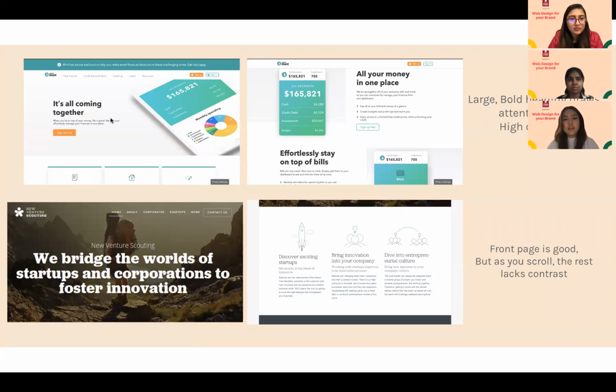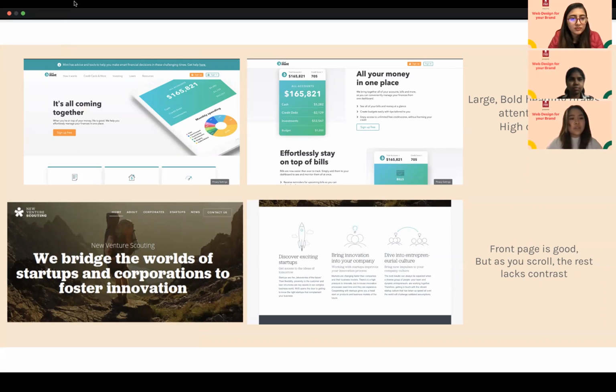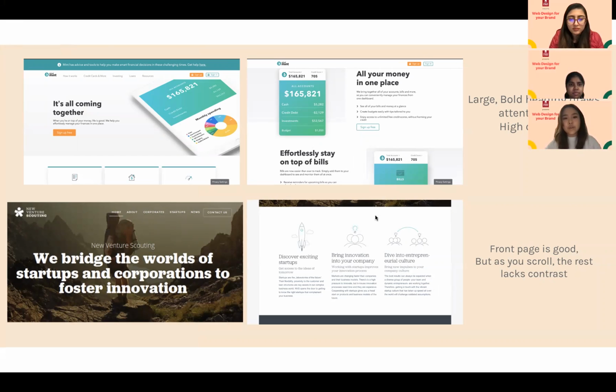So in the example pictures above, we can see that it's a really good use of hierarchy, as the heading or the message that the company wants to convey is bolded and large, and that draws the viewer's attention first. And as you scroll down, as you can see in the upper right corner, all your money in one place, as well as effortlessly stay on top of your bills, is also bolded and large. And these messages are what the companies want the viewers to see.